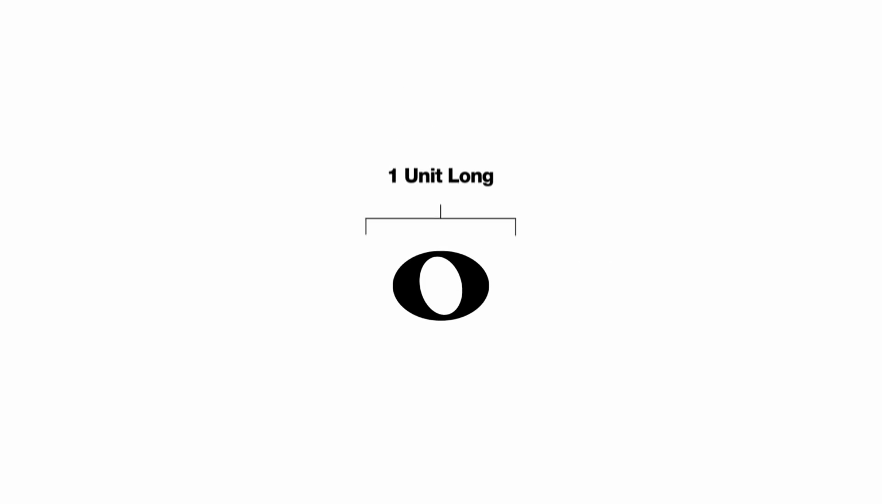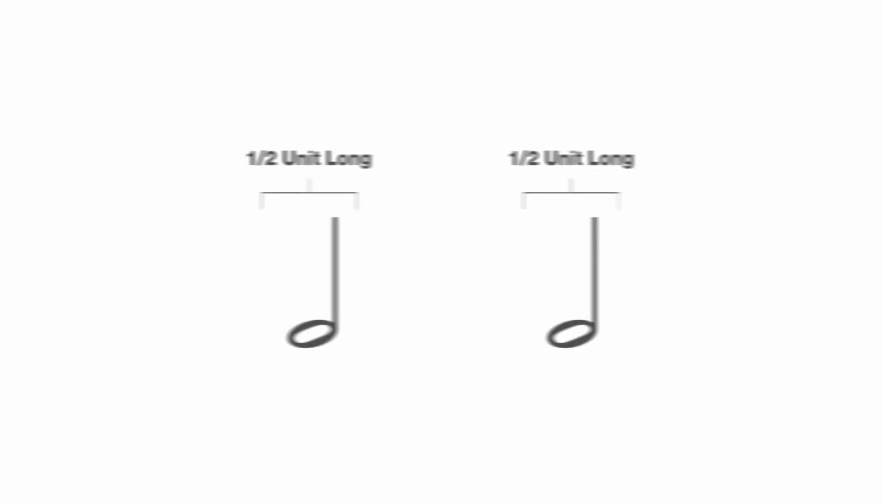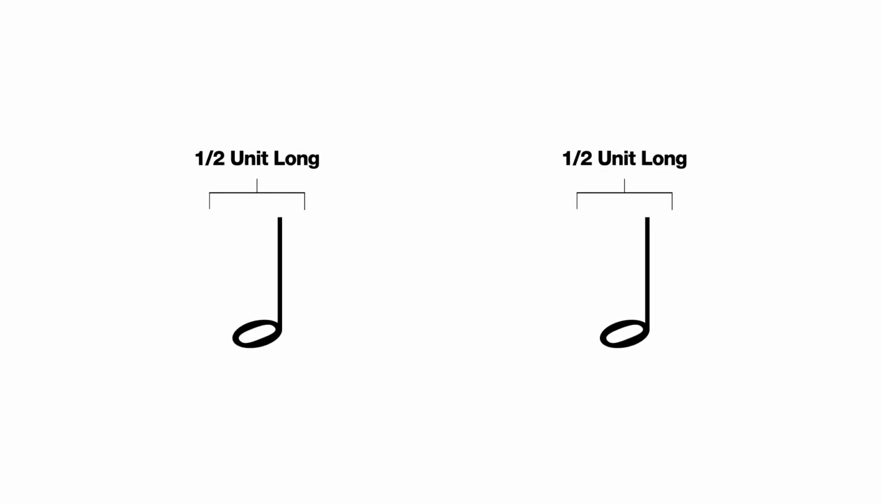Instead of being a physical item that's 1 unit long, however, the whole note represents a duration of sound that's 1 unit long. If we wanted to separate the whole note into 2 equal notes, we'd split it right down the middle, generating 2 notes that each hold half of the value of the whole note. Very appropriately, these are called half notes.